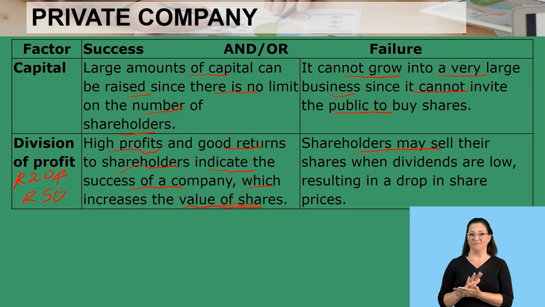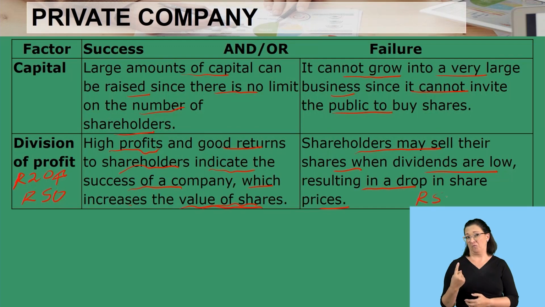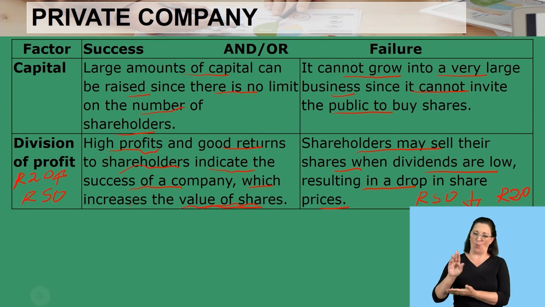Now, looking into the failure, shareholders may sell their shares when dividends are low, resulting in a drop in the share price. So when the company is making less profit, shareholders will sell. And when they sell, the share price loses value. So if one share was 50 Rand, it can drop in value to maybe 20 Rand if the company dividends are low.